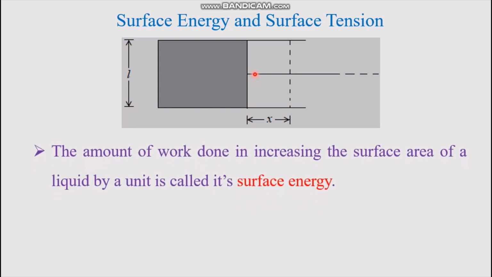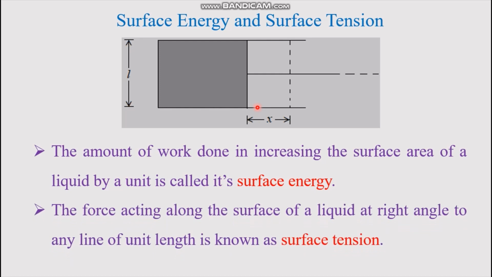Let's calculate. The amount of work done in increasing the surface area of a liquid by a unit is called surface energy. So in order to increase the surface area, you have to do some work, and this work is measured, and for every unit of surface, that is per unit surface area, the work done is known as the surface energy. The force acting along the surface of a liquid at right angle to any line of unit length is known as surface tension.